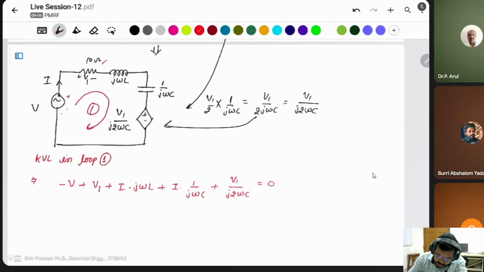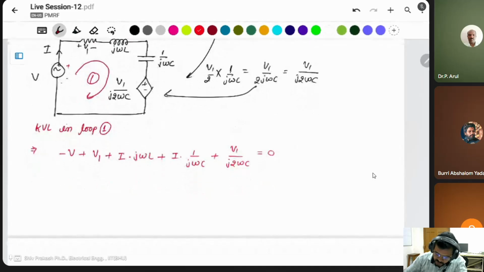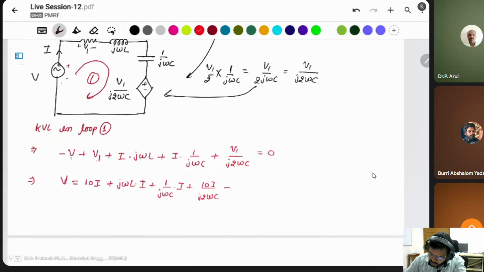What is V1 in this case? V1 you can say is resistance multiplied by current, which means 10I. You can put the value of V1 as 10I and send this to the right side. That is why this will be V is equal to V1 which is 10I, plus j omega L into I, plus 1 upon j omega C into I, plus 10I divided by j 2 omega C, is equal to 0.